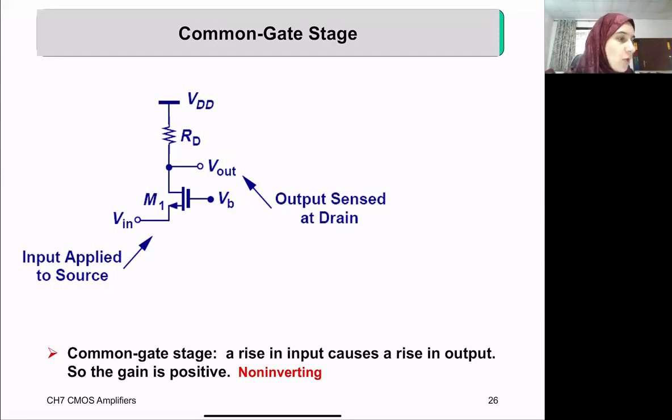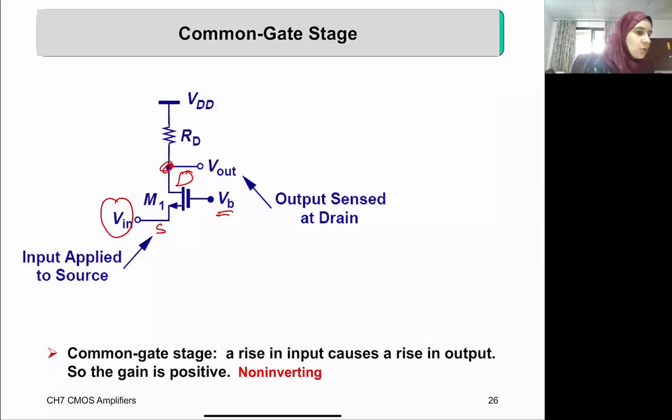Okay, now we'll move to another type of amplifier, which is called a common gate amplifier. How do we identify it? Your input is applied to the source side of the transistor, and we take the output from the drain. And our gate is connected to a DC voltage. Again, the input is applied at the source side, we take the output from the drain, and the gate is connected to a DC voltage biased to a certain voltage.